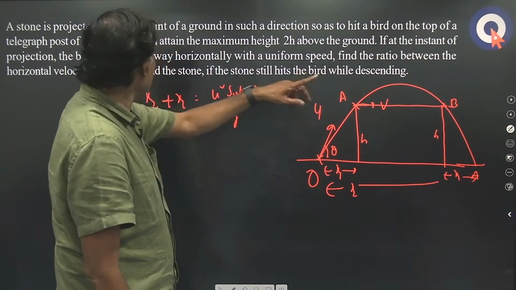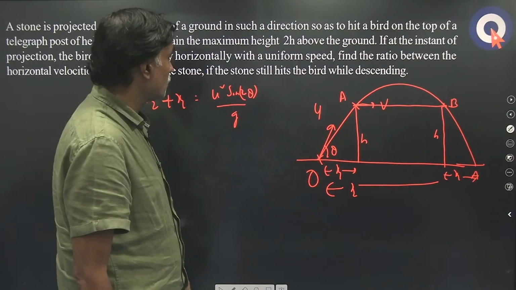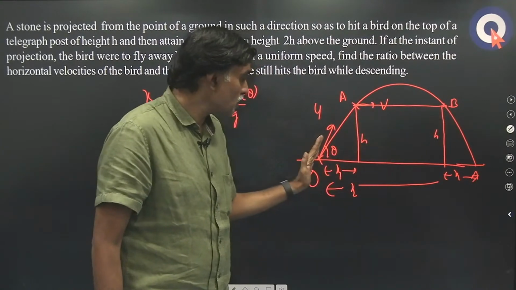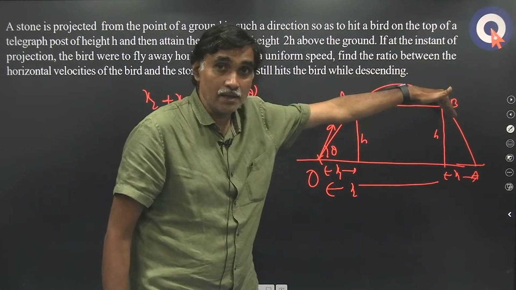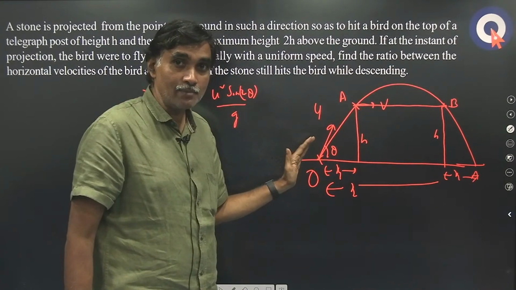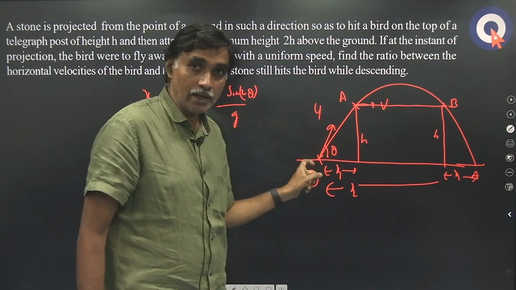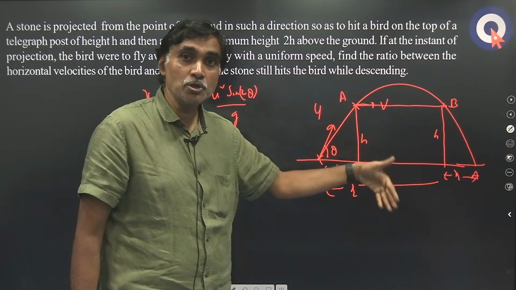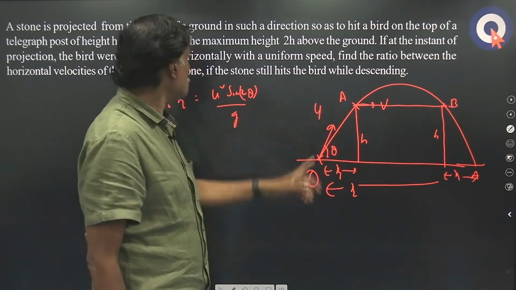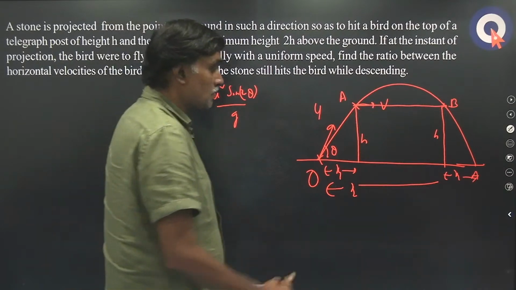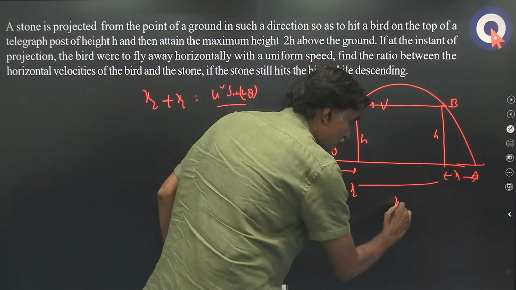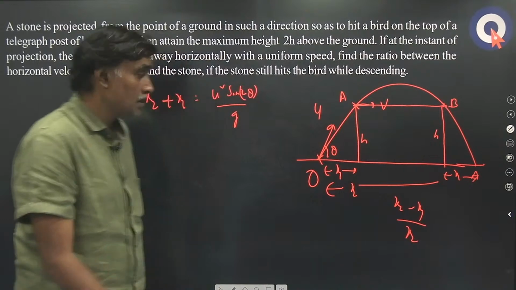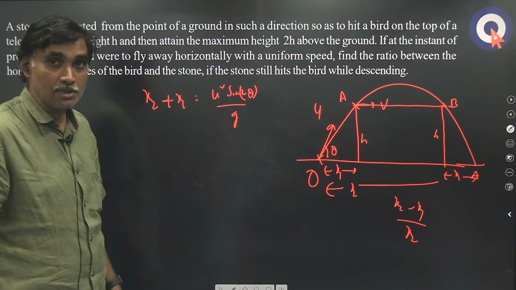What is asked is to find the ratio between the horizontal velocities of the bird and stone if the stone still hits the bird. So by the time the bird goes from A to B, the stone should travel from O to B in the same time. Because they take the same time, the ratio of horizontal velocities is nothing but the ratio of horizontal displacements. So what is the horizontal displacement of the bird? x2 minus x1. The horizontal displacement of the stone is x2. But x1 plus x2 is u square sin 2 theta by g.